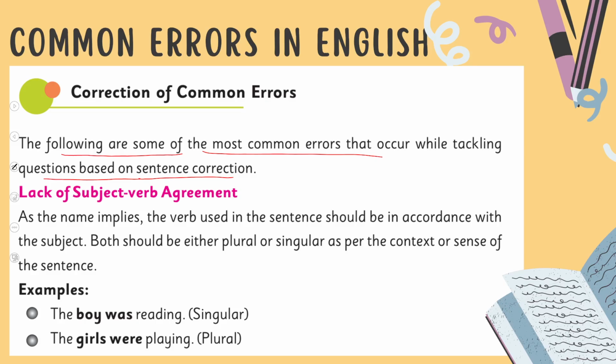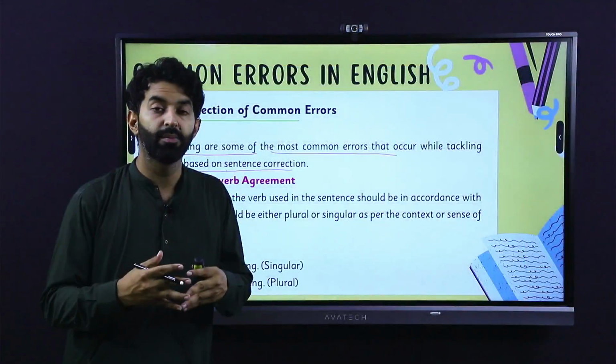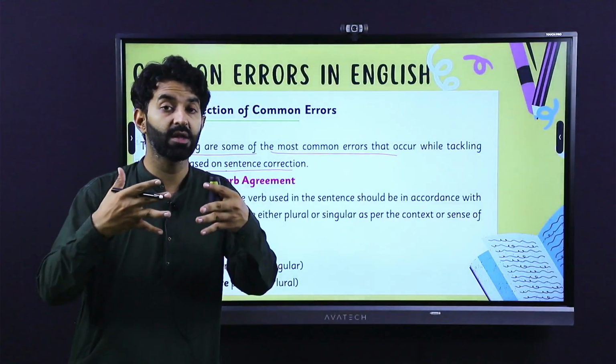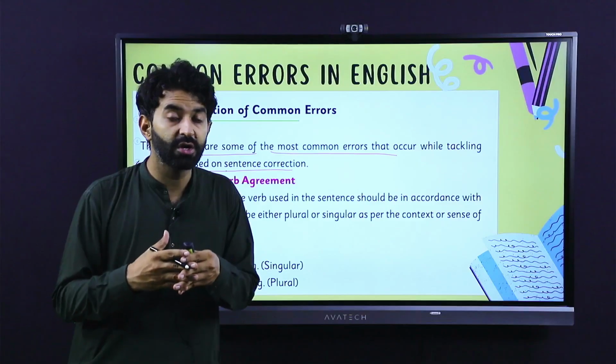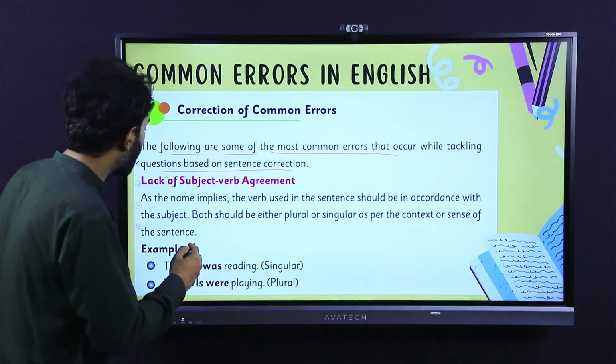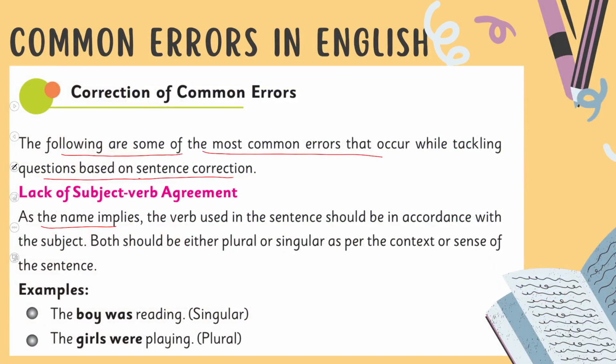Number one is the lack of subject-verb agreement. Your subject and your verb are not in agreement. They are not sharing a good relation that they should. For that, as the name implies, the verb used in the sentence should be in accordance with the subject. Both should be either plural or singular as per the context or sense of the sentence.